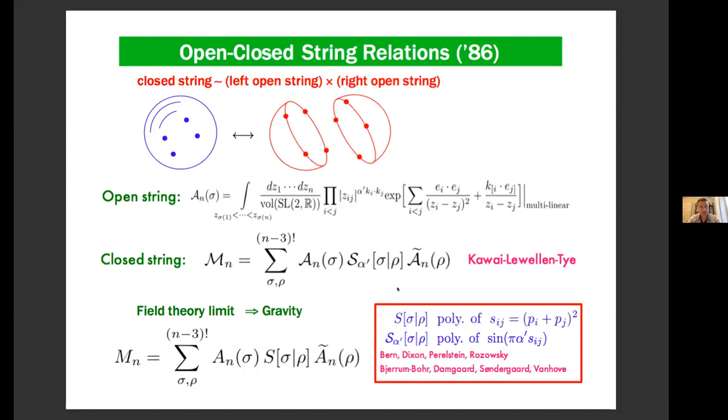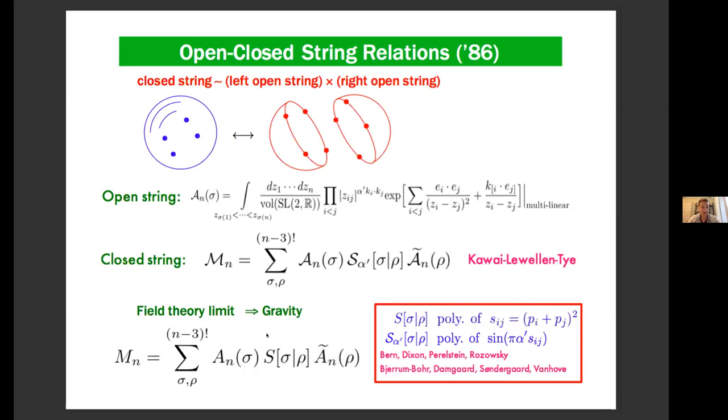I'm not going to write out the details, I think many of you know it, but this KLT kernel, a momentum kernel, is some polynomial of the Mandelstam invariants. More generally, it's a polynomial of sine of alpha prime times the Mandelstam invariants, but in the field theory limit it becomes S_ij. So in the field theory limit, this closed string amplitude becomes a gravity amplitude, and this provided a very easy way of doing calculations for many years.